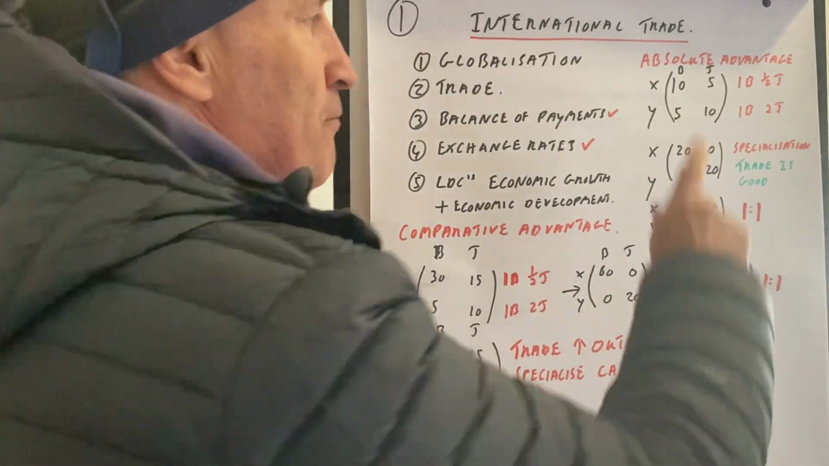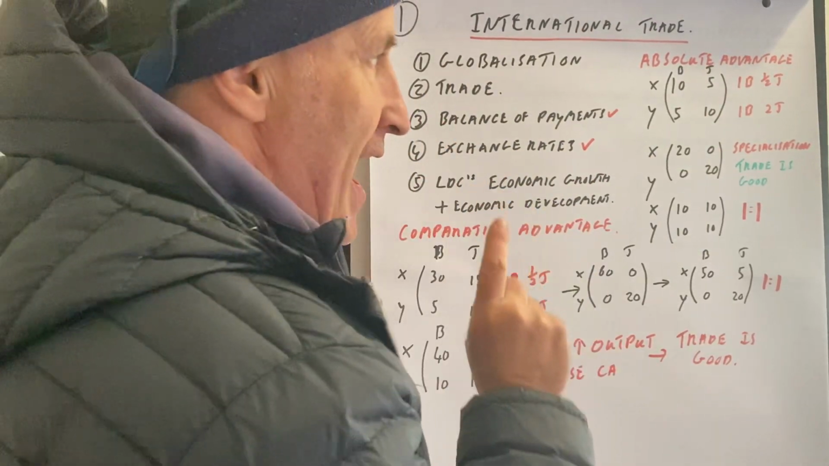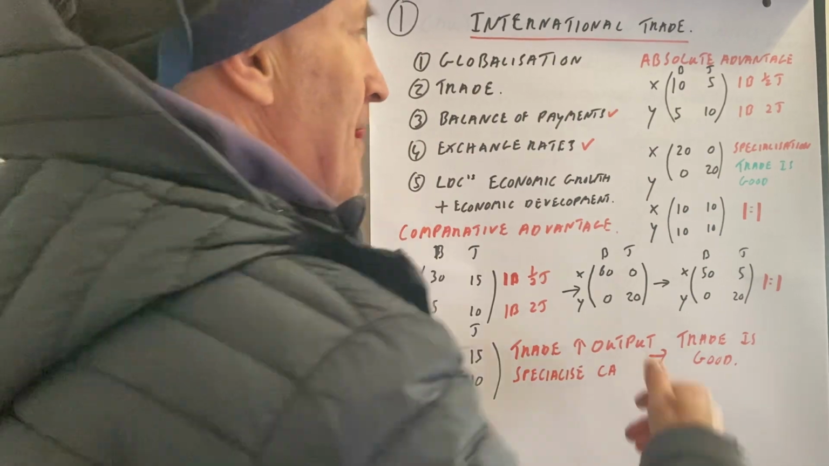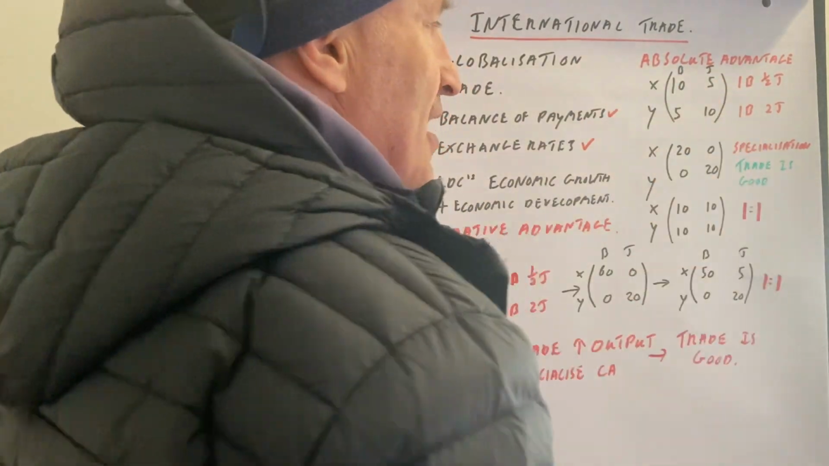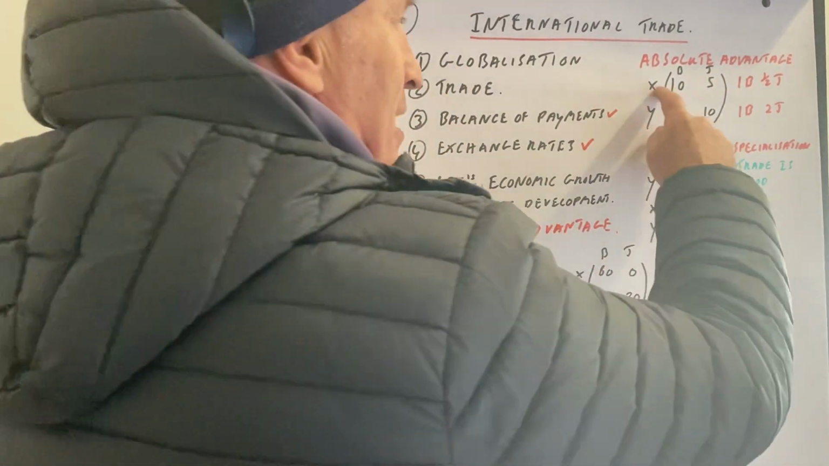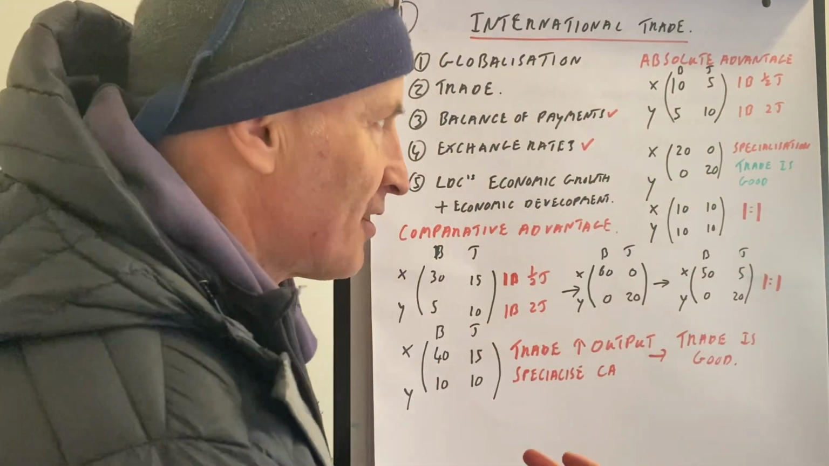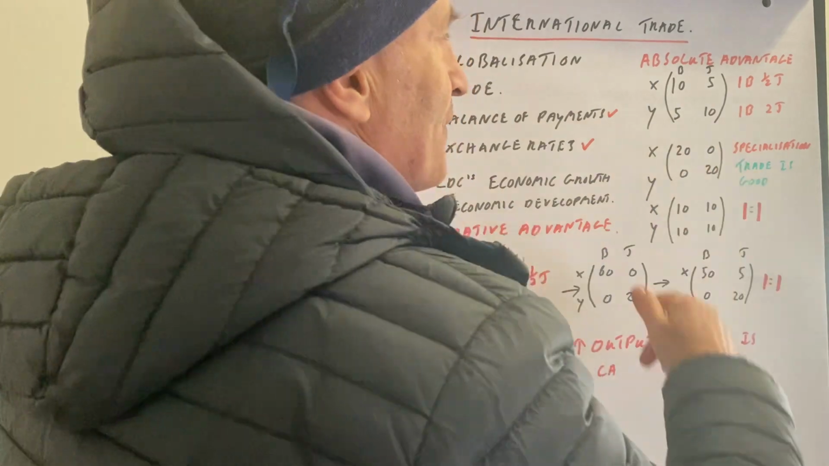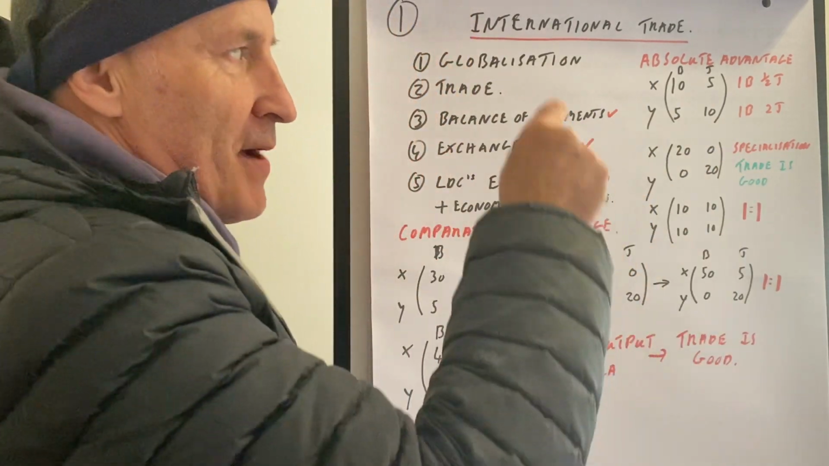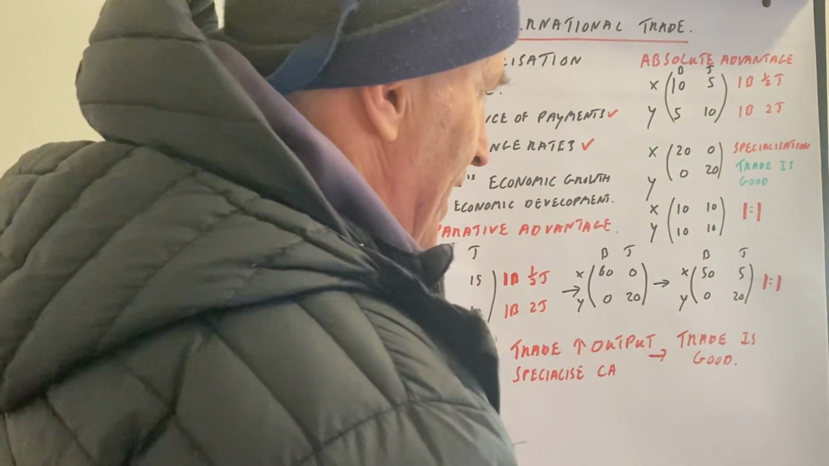Two countries producing two goods, bread and jam. Okay, right. So country X has half its resources making bread and half jam, and country Y has half its resources making bread and half making jam. Country X is twice as good at making bread and country Y is twice as good at making jam.